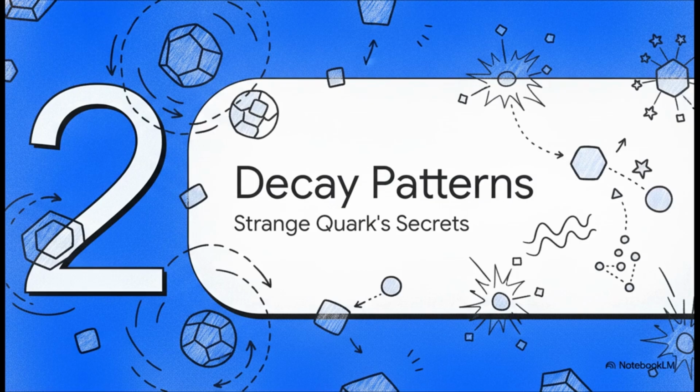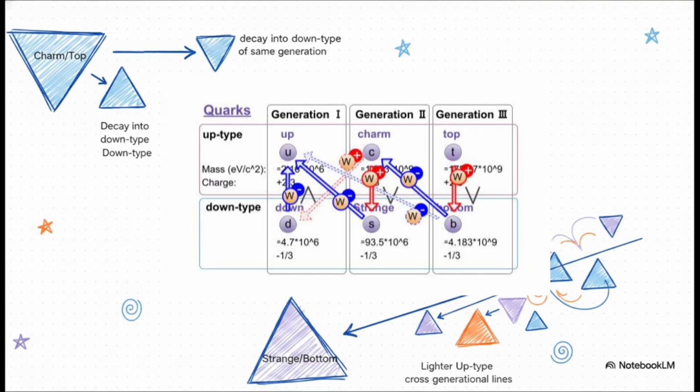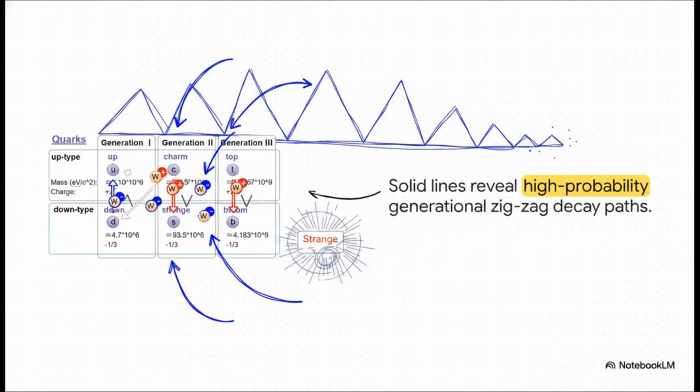Well, that brings us to section 2, strange quark decay patterns. Instead of just guessing, let's look at how these particles actually break down in reality. By tabulating these primary decay formulas directly from our source data, we can deduce a totally fascinating rule hiding in plain sight. Look closely at the patterns here. Up-type quarks, like charm and top, almost always decay into down-type quarks of their exact same generation. It's very predictable. But down-type quarks, like strange and bottom, actually cross generational lines, decaying into lighter up-type quarks. You can see this zigzag pattern crystal clear with the solid arrows here, visualizing those high-probability decay pathways across the generations. The pattern is undeniable.